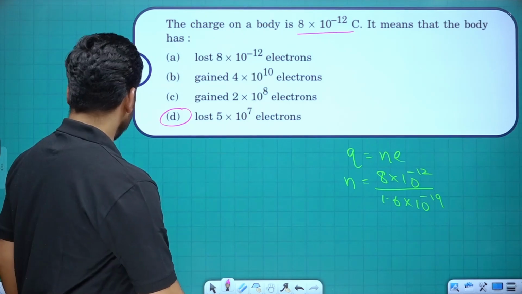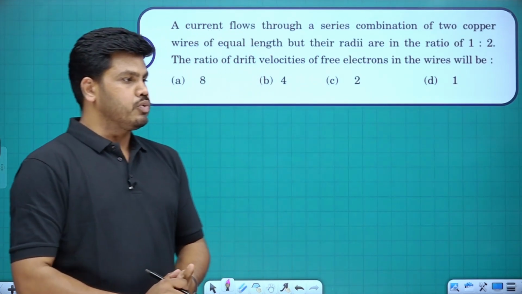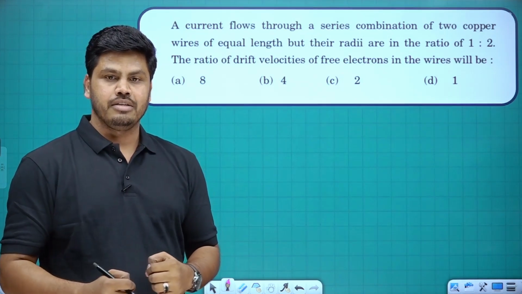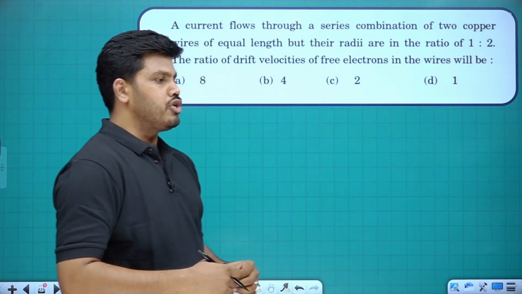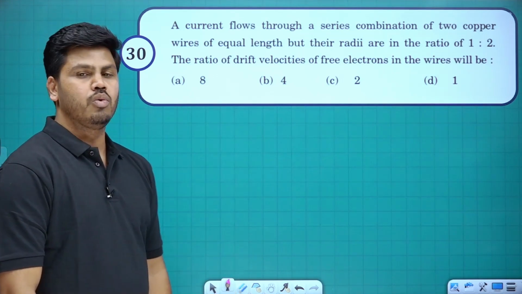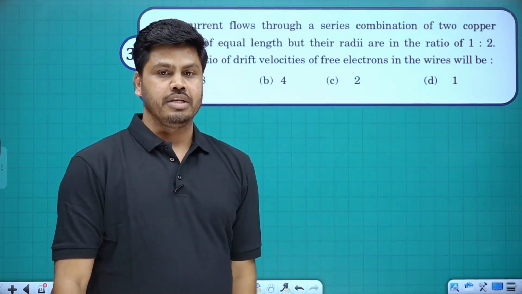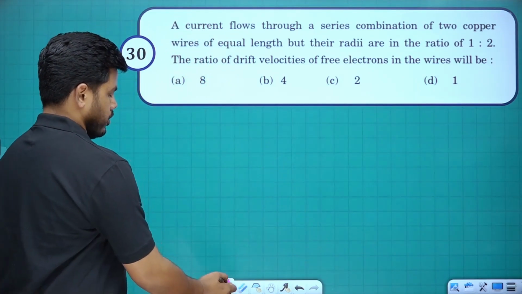Okay, now moving on to the next one. A current goes through a series combination of two copper wires of equal length, but their radii are in the ratio 1:2. The ratio of drift velocities of free electrons in the wires will be. Question from current electricity. We know drift velocity, right? Concept of drift velocity.